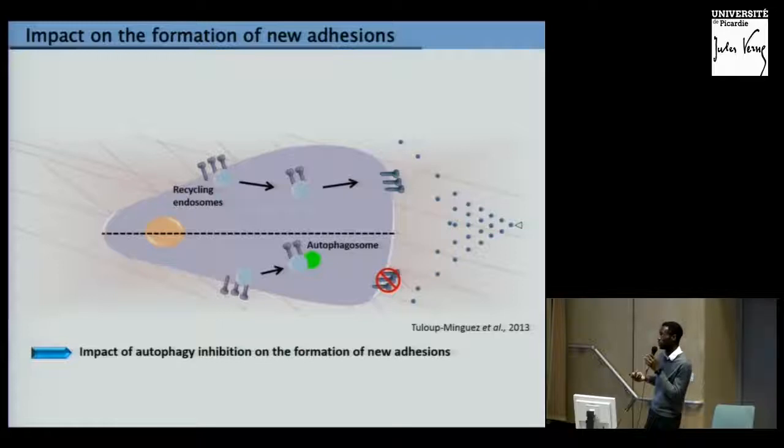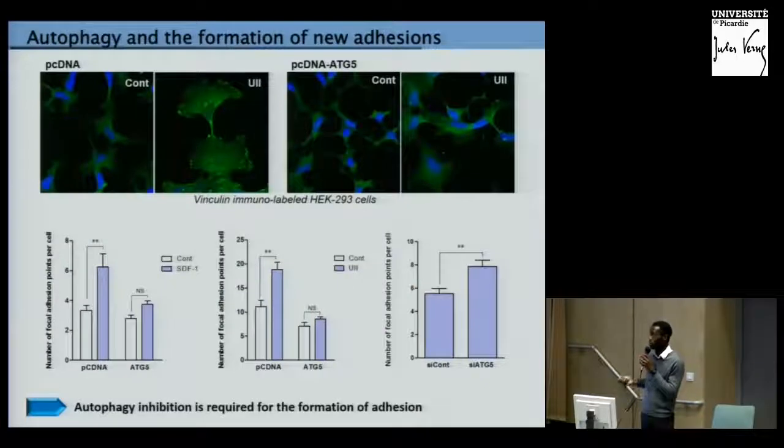So as I mentioned earlier, to form new adhesions, the cell has to recycle part of its integrins via a recycling endosome. But it has been shown that autophagosomes can interfere with this process by fusing directly with the recycling endosomes and bringing the integrins to degradation. So this brought us to look at the formation of these new adhesions.